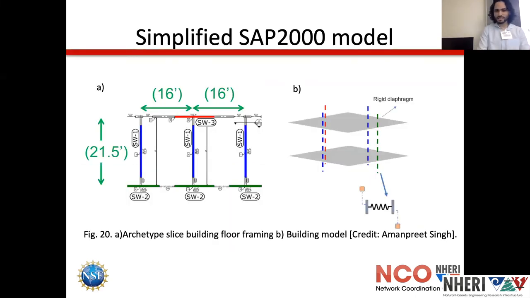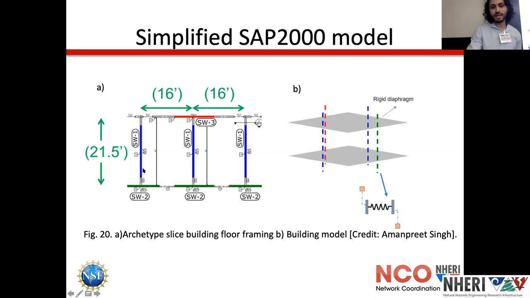So this is the slice of the archetype building model. This is what we are constructing at UCSD, this part. This slice is going to be modeled as well in SAP 2000. This is still ongoing work.